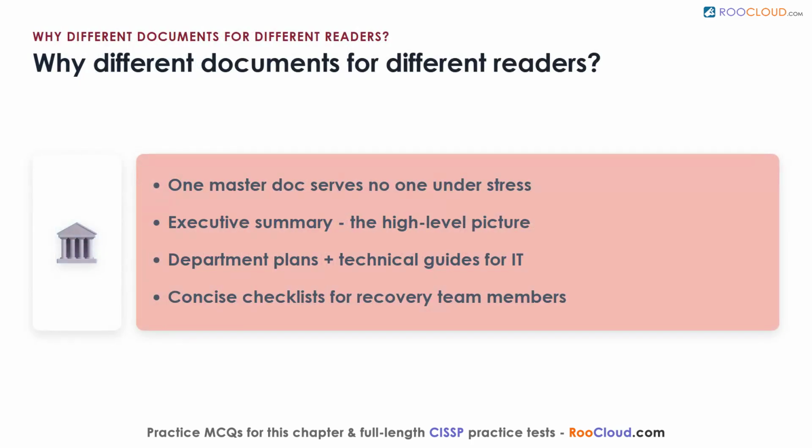Because a technician and an executive need very different things in a crisis. One master document that tries to serve everyone serves no one well under stress. Instead, you maintain tailored versions. An executive summary gives leaders the high-level picture. Department plans let each team refresh only what affects them. Technical guides walk IT staff through standing up alternate sites. And concise checklists guide recovery team members through the chaos. The point is speed of comprehension, so each reader finds their piece without wading through everyone else's.